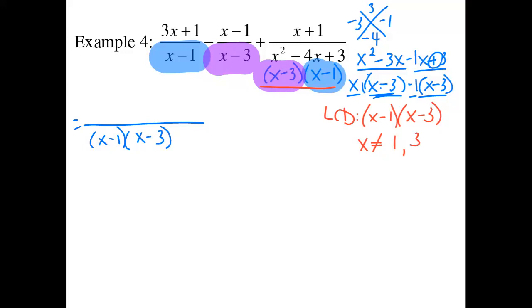Now we have to go back to each individual fraction and determine what is missing to finish out the LCD. So if I look at the first fraction here, x minus 1, that's half of it, but I need to multiply by x minus 3. Second fraction, x minus 3, I need to multiply by the other one, x minus 1, to complete that denominator. And then the last fraction, like we said, this one already has both parts of the LCD, so I don't have to change anything there.